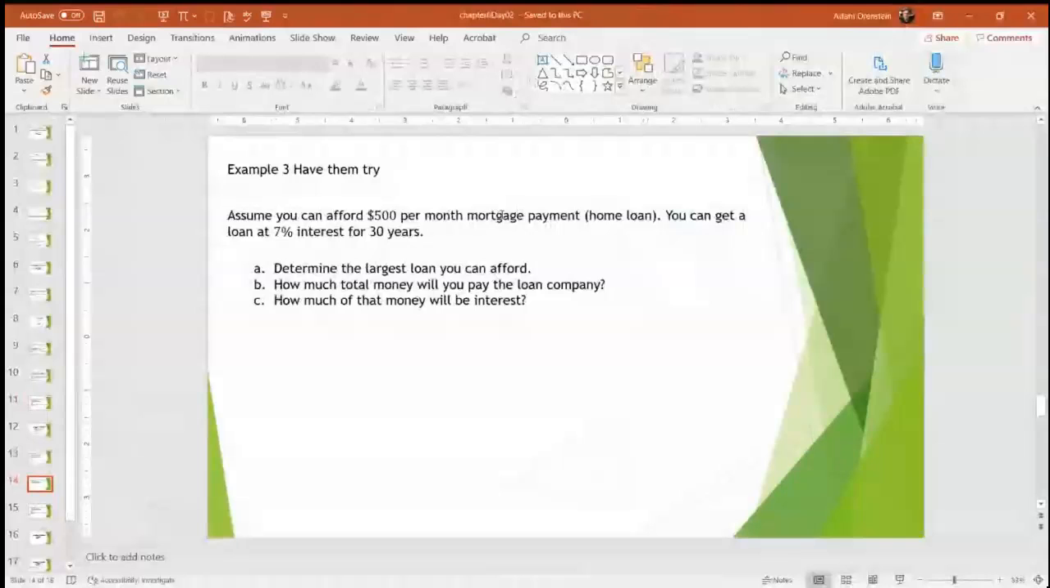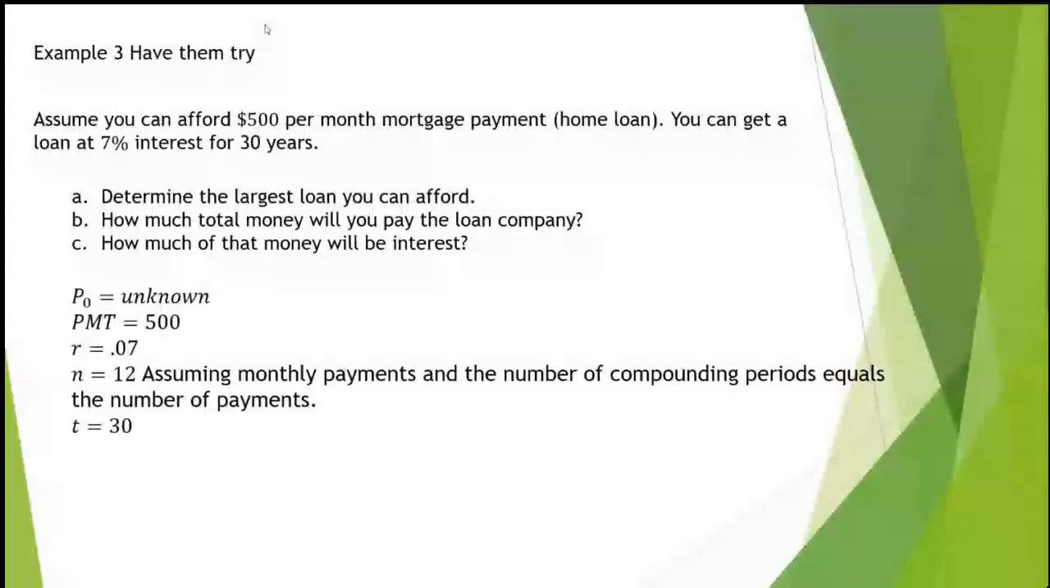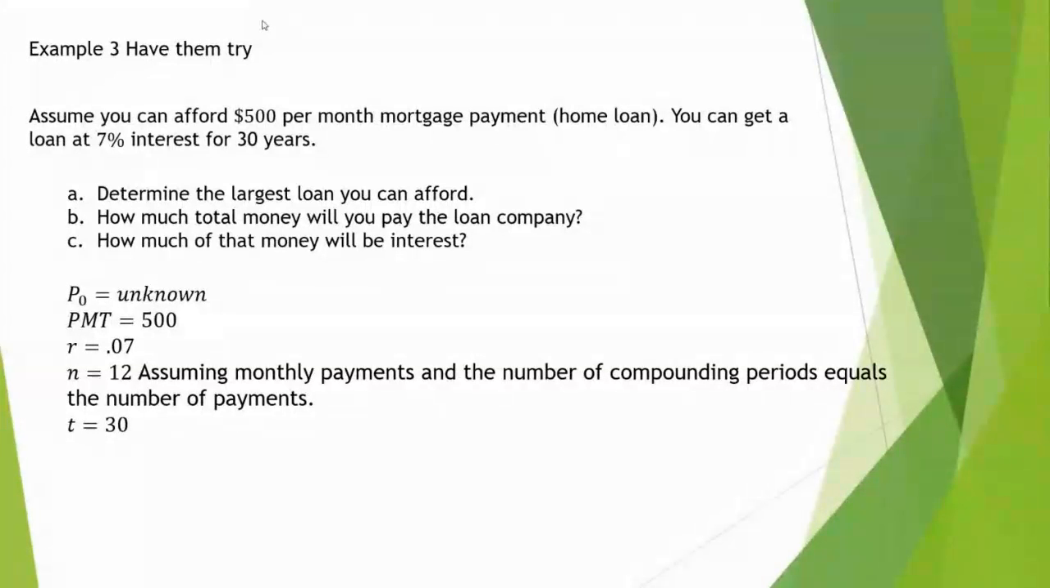So really, it's just like what we did before. Basically, here, as before, our P0 is not known, and that's what we want. That's the initial balance of the loan. That's the starting amount. That's what we're looking for.